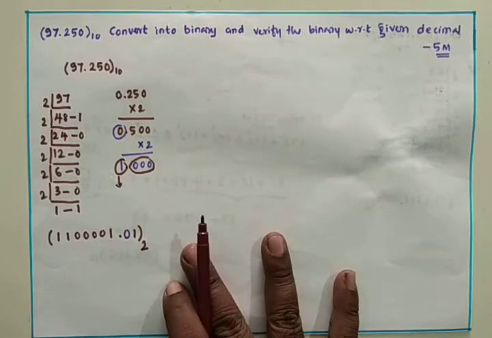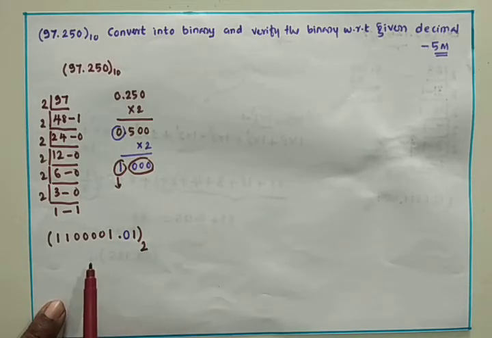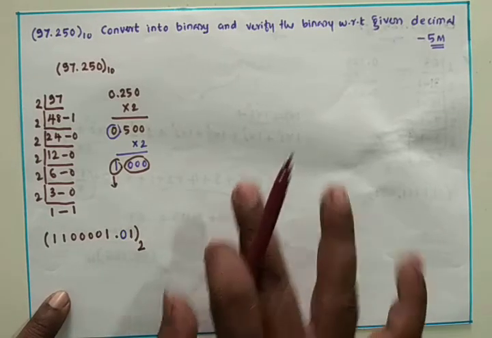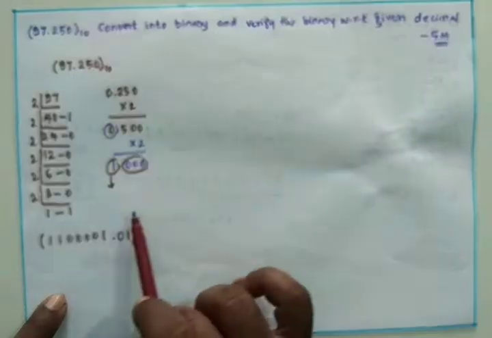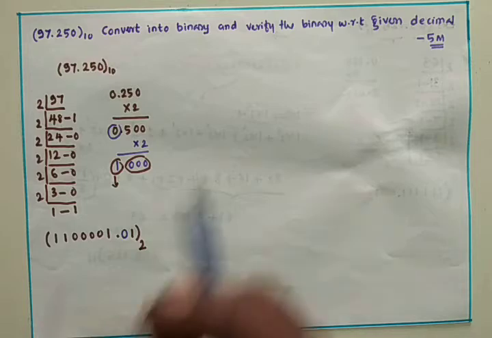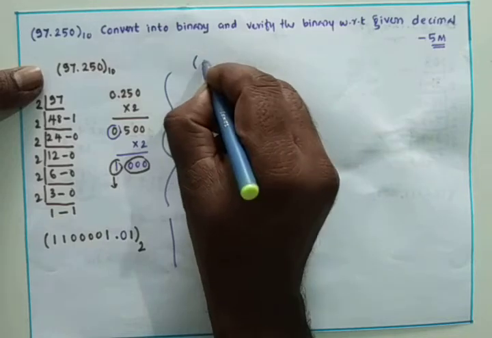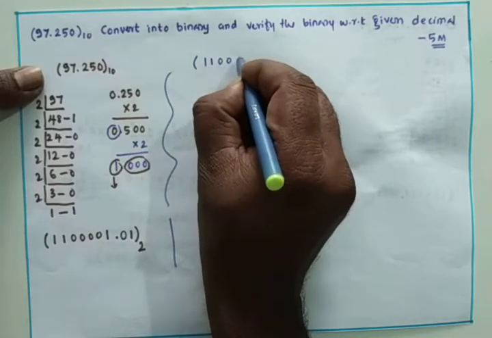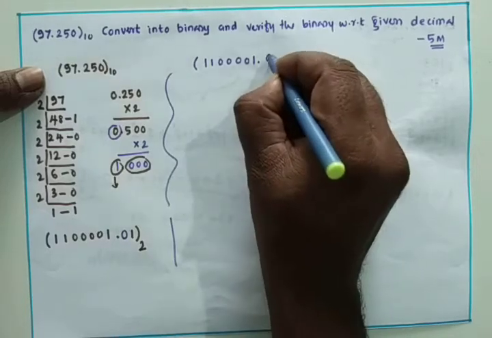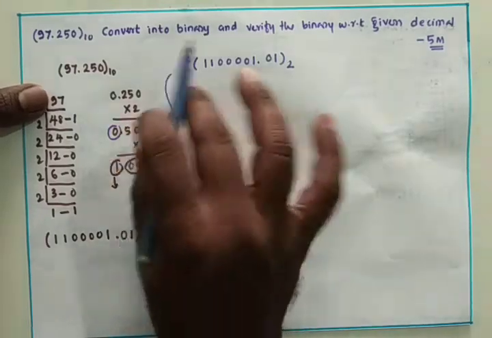What is our question? Our question is that 97.250 base 10 is given. It is a decimal number system. Convert into binary, so we have converted the given number into binary. After that, verify the binary with respect to the given decimal number. Then go with the binary number. What is the binary number we have? 11000001.01 base 2. Clear?